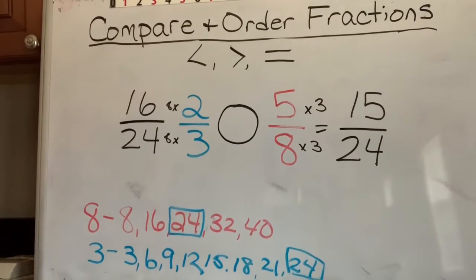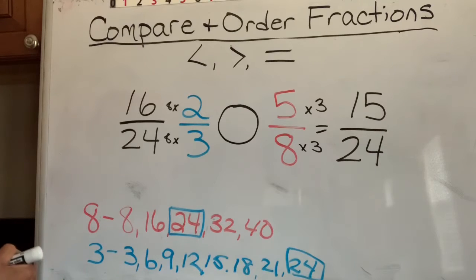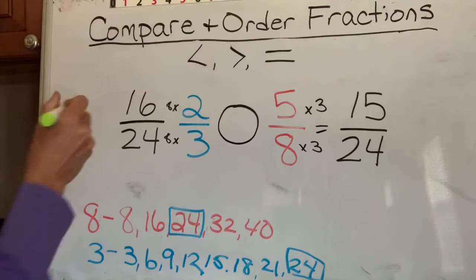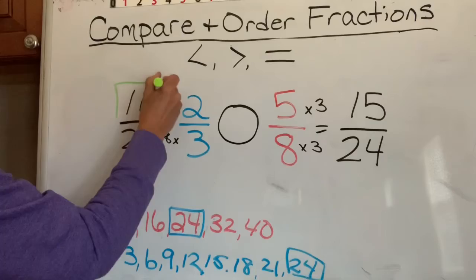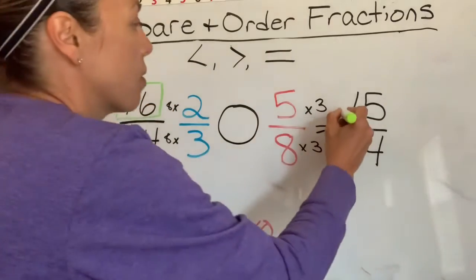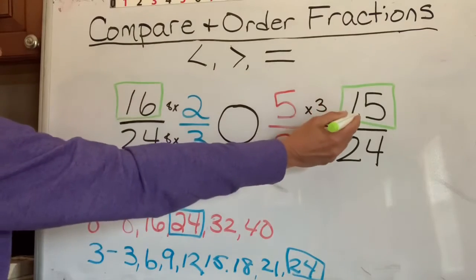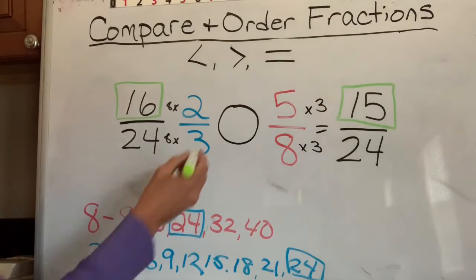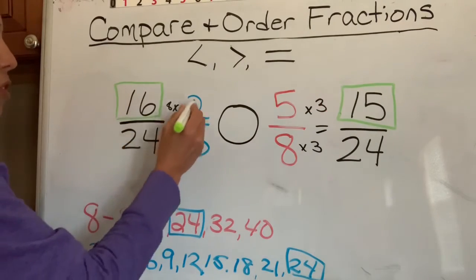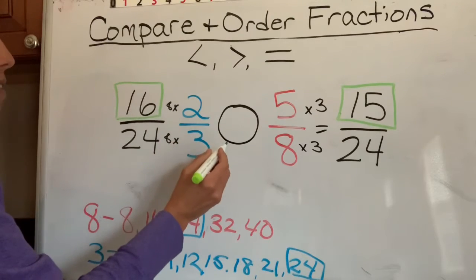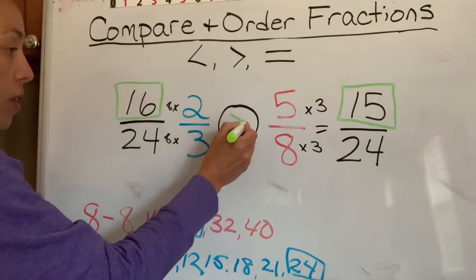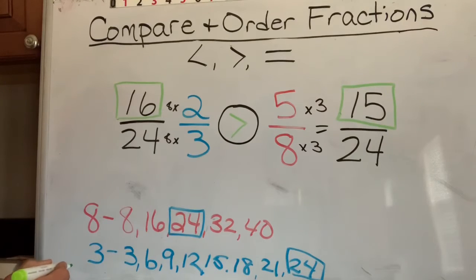So this is a very, very close call on here. So let's look, which one has the bigger numerator? Because right now we're looking at the numerators, 15 and 16. We know that 16 is bigger than 15, so 16 24ths, or 2/3, is greater than 5/8.